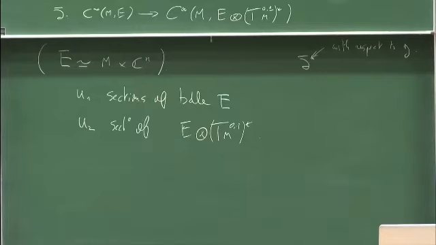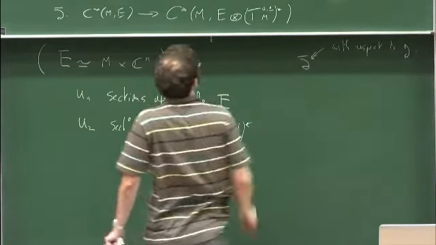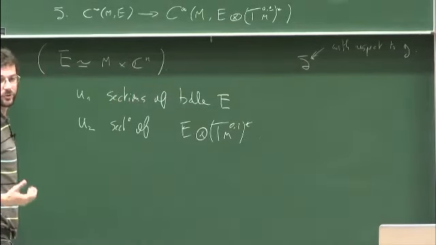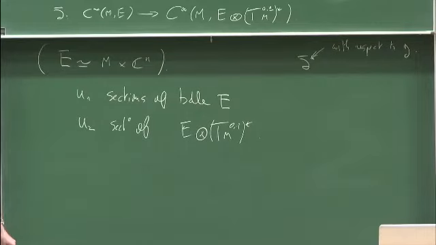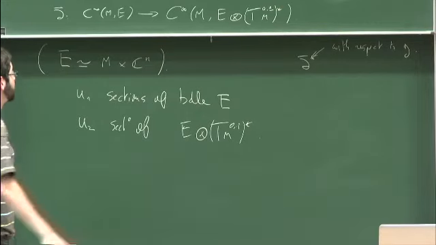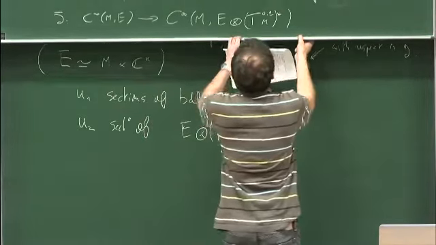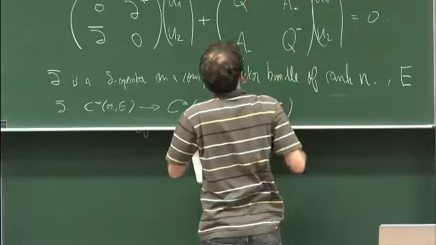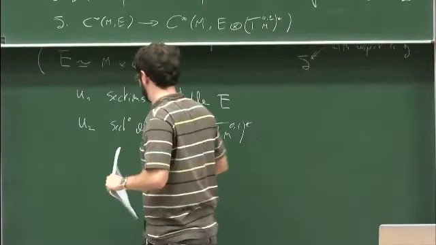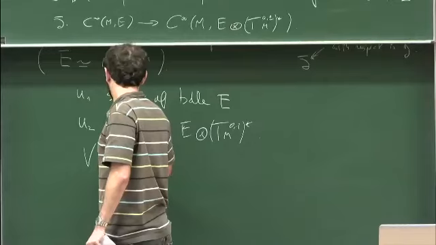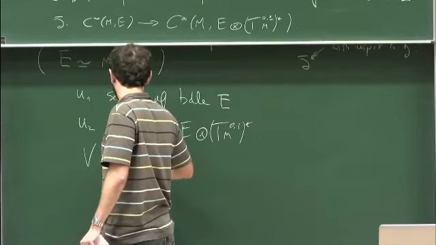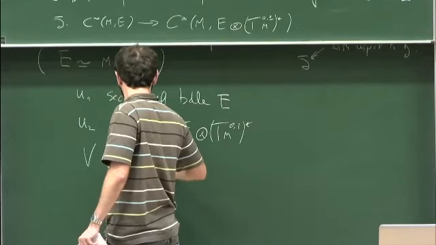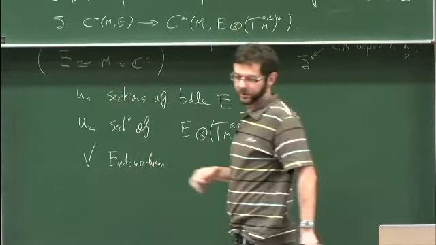Okay. And A plus, A minus, and Q are just potentials, if you want. So matrix valued potentials or endomorphisms. So this guy maybe here, I call it V. V is an endomorphism of the bundle. So it's really a matrix.